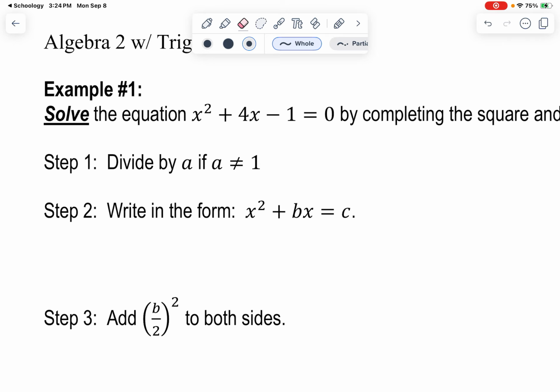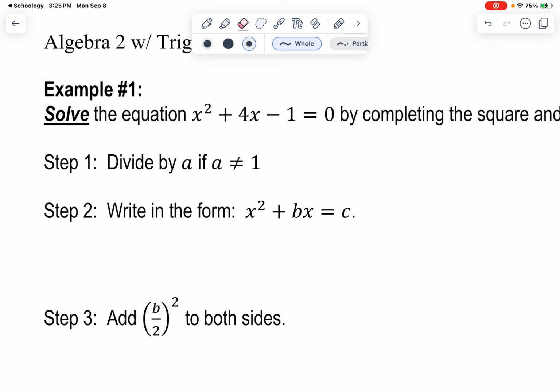So now that I can't solve it by square roots, I can't solve it by factoring, I'm left with one of two methods. I'm left with solving by completing the square or solving by using the quadratic formula. So you're going to learn the method today of solving by completing the square.